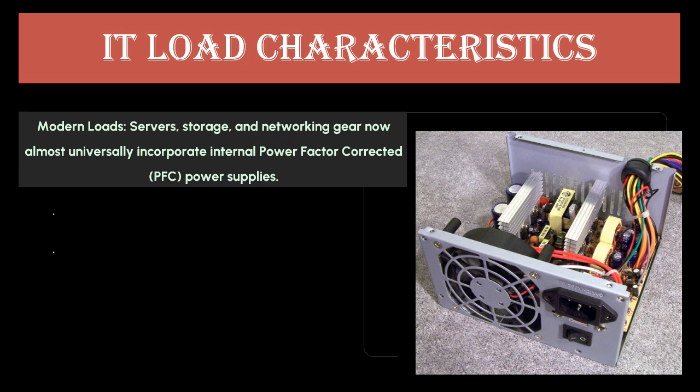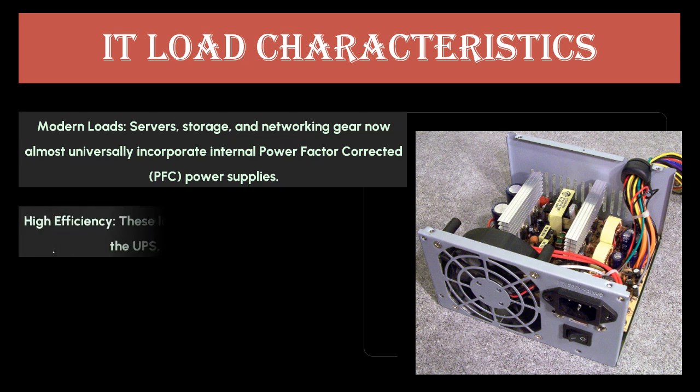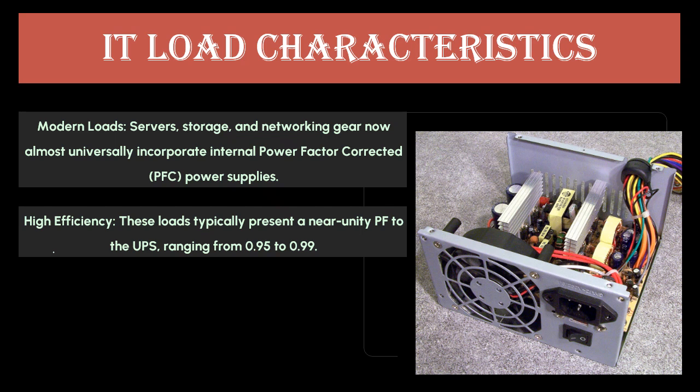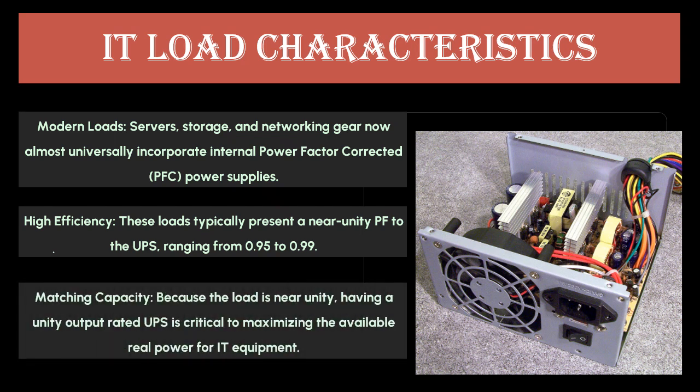IT load characteristics. This high UPS output PF is essential because the IT load itself is highly efficient. Modern servers, storage, and networking equipment are equipped with internal power factor corrected power supplies. These loads naturally present a very high power factor, typically ranging from 0.95 to 0.99, back to the UPS. The importance here is simple: if the load is demanding near unity power, the UPS must also be unity rated to avoid capacity mismatch and truly maximize the available real power for your IT equipment.